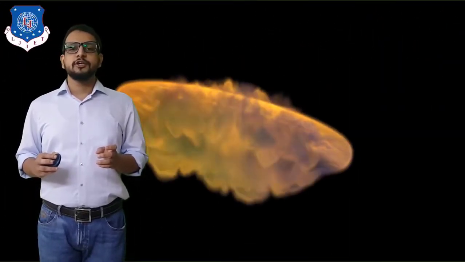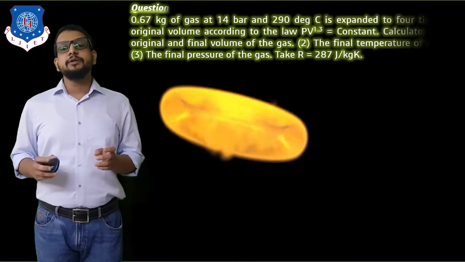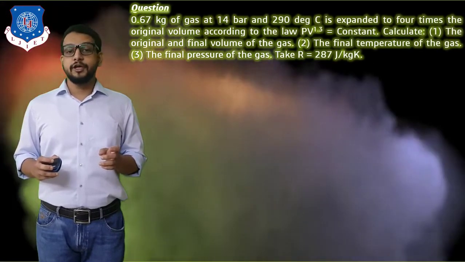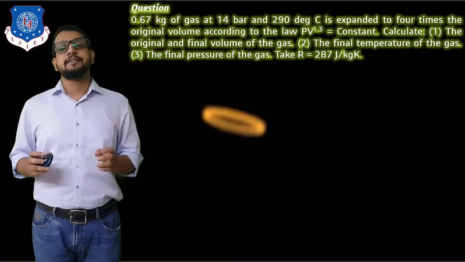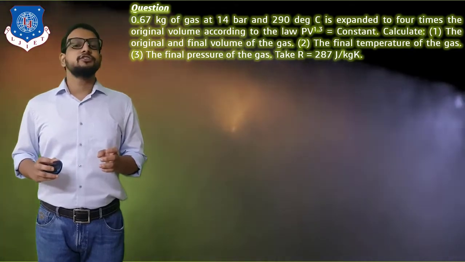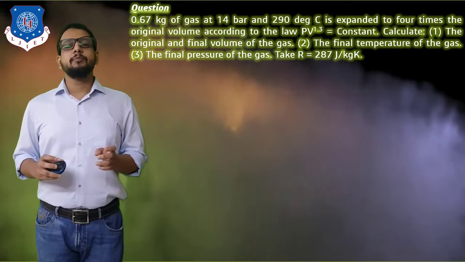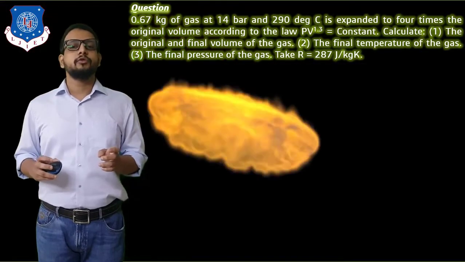So as you can see, the question is displayed on your screen. 0.67 kg of gas at 14 bar pressure and 290 degrees Celsius is expanded to 4 times the original volume according to the law PV^1.3 equal to constant.